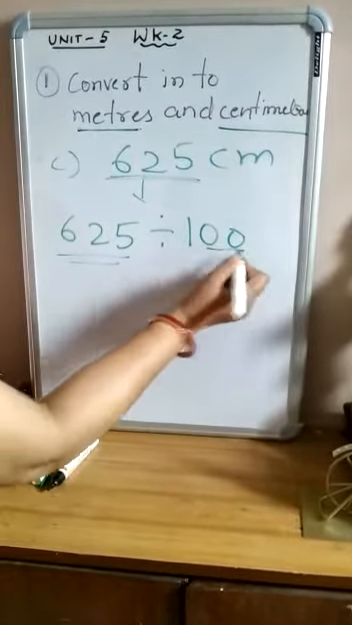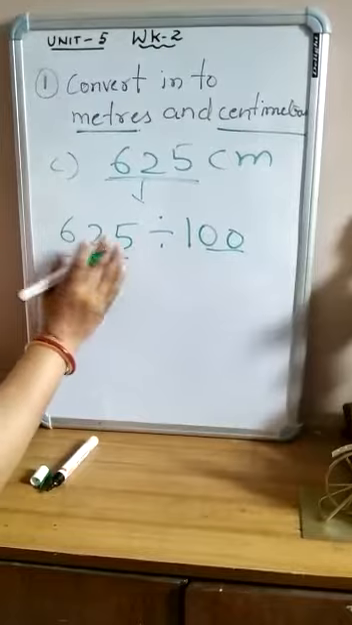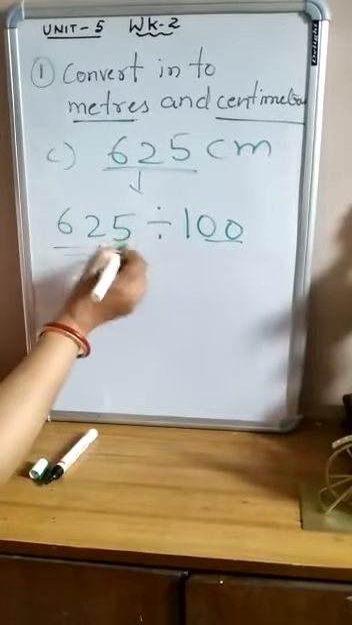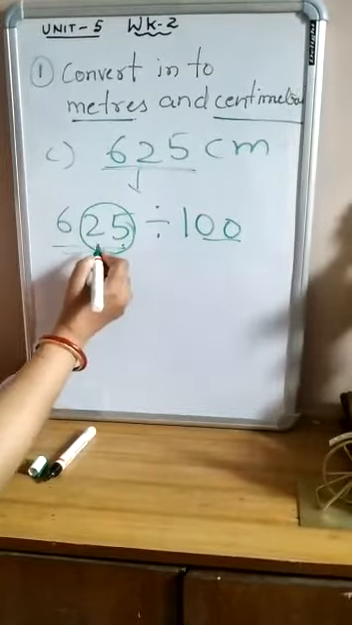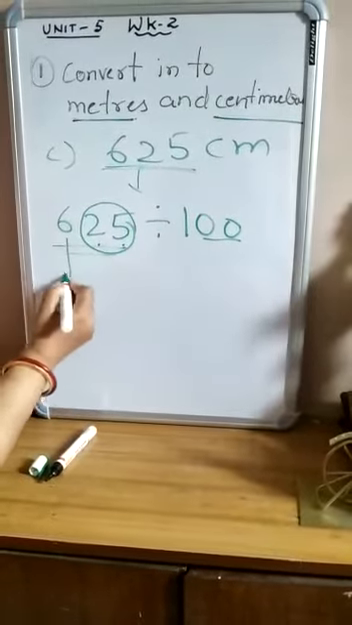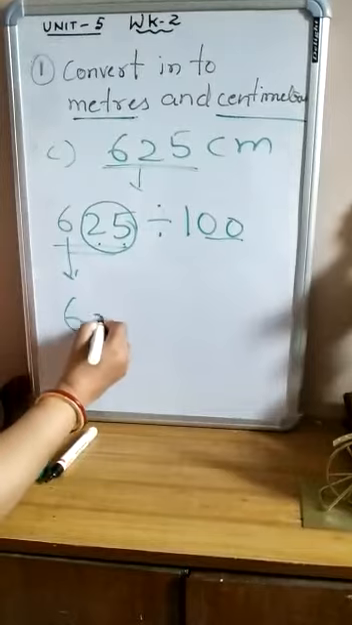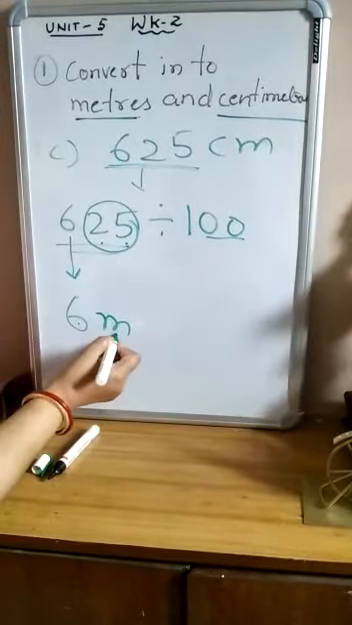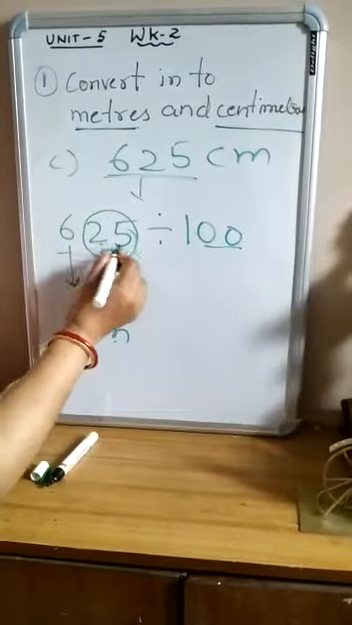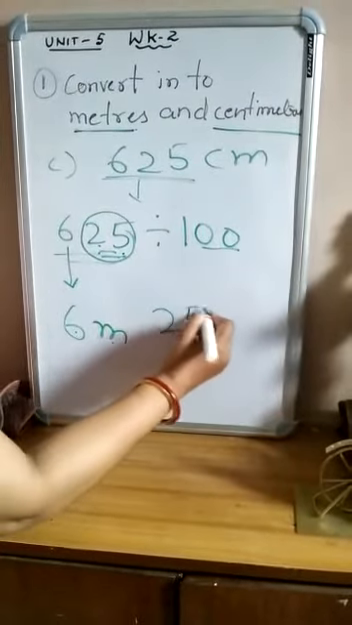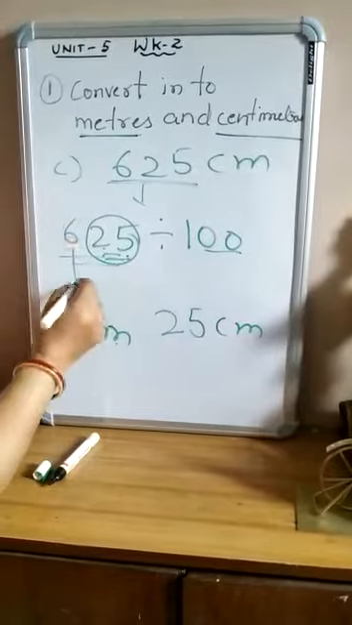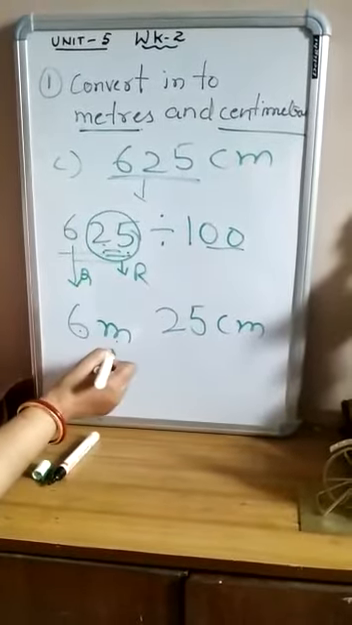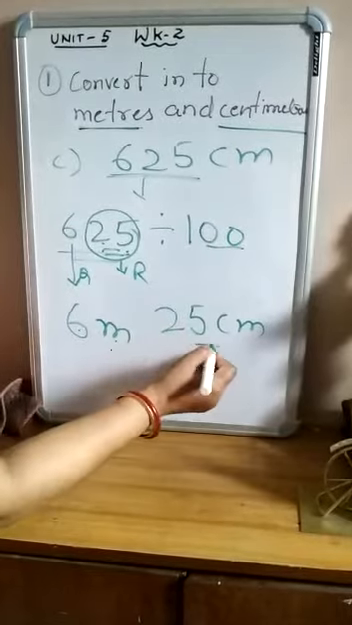100 is having two zeros. So I will remove the 2 digits from the right side of 625. So I will remove these 2 digits. Okay, the digit that is left, that is 6, it will become 6 meter. This is the quotient, 6 is the quotient. This quotient will become 6 meter, and this removed digit 25 will become centimeter. So here quotient and this is remainder. So quotient will become meter, the bigger unit, and the remainder will become the centimeter.